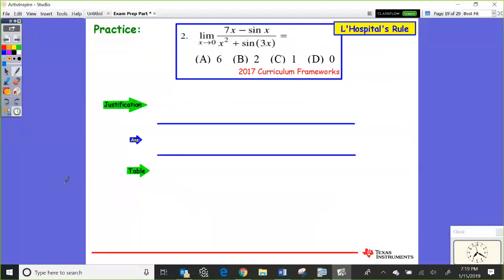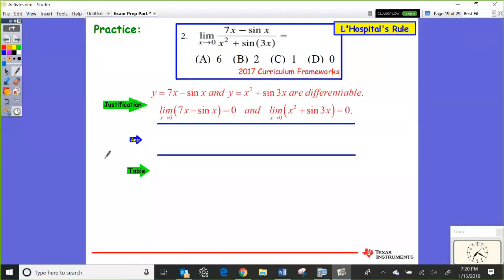So, for example, this one was actually out of the 2017 curriculum frameworks. And even though it's a multiple choice question, I like my students to do the justification first. Tell me the numerator and denominator functions are differentiable. Tell me that the limit of the numerator is 0, the limit of the denominator is 0. Once they have satisfied the conditions, now we can apply L'Hopital's rule.